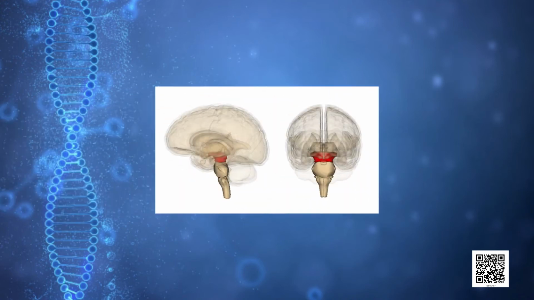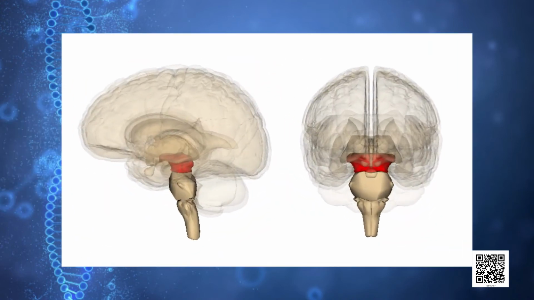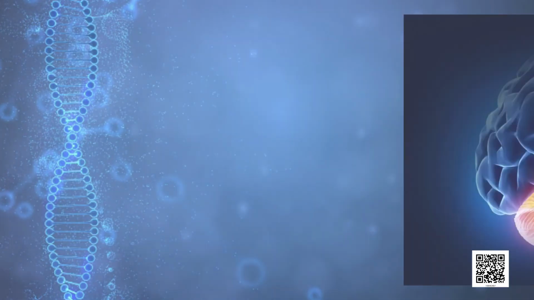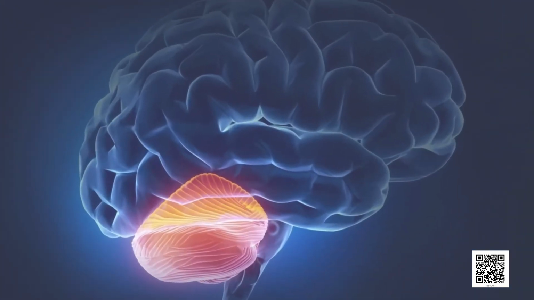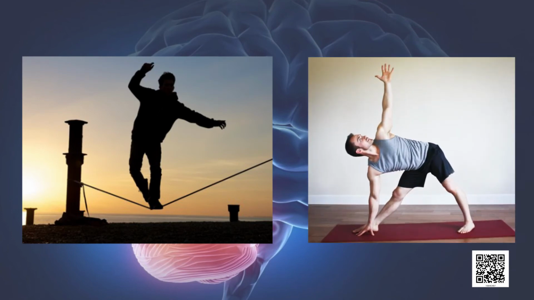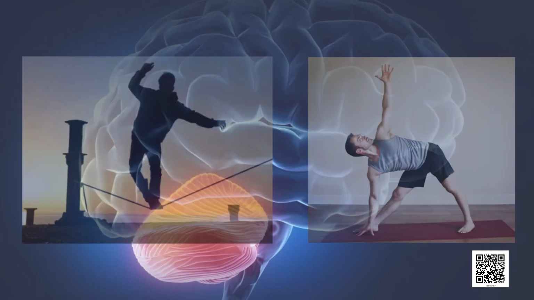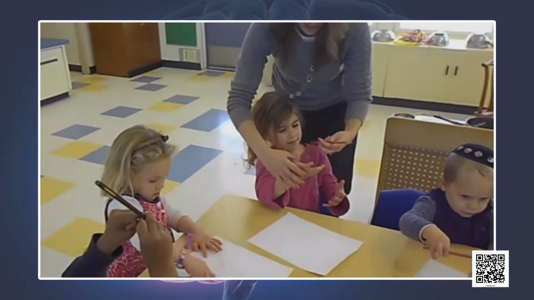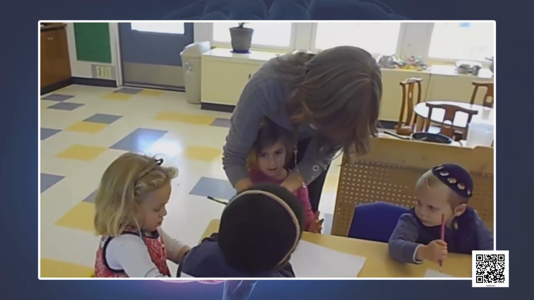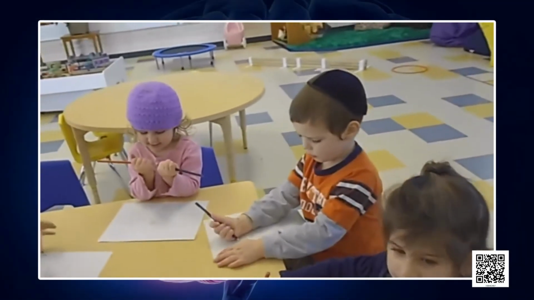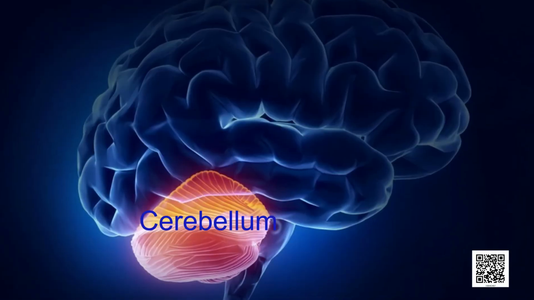Midbrain. It connects forebrain and hindbrain. Hindbrain: the cerebellum part of the hindbrain controls balancing of the body and maintaining the posture. For example, imagine a child who does not know how to hold a pencil is able to hold the pencil and balance it with its fingers, and this is done by the cerebellum part of the hindbrain.